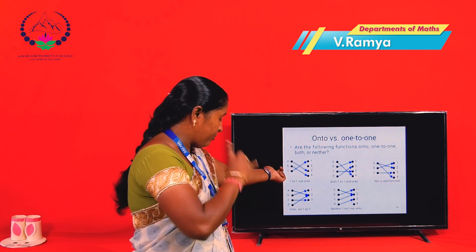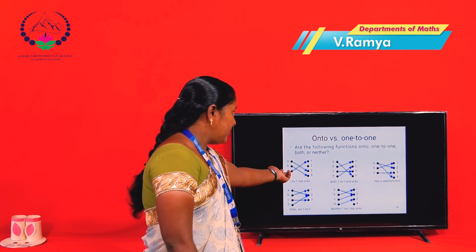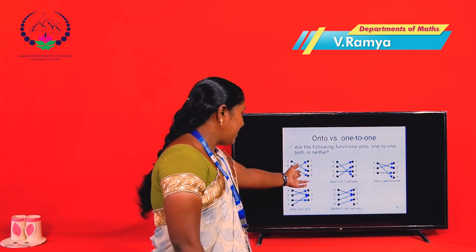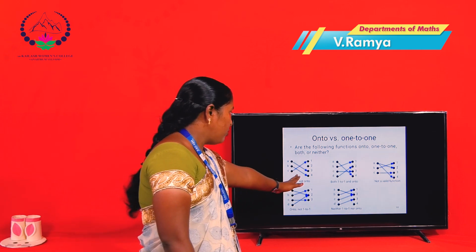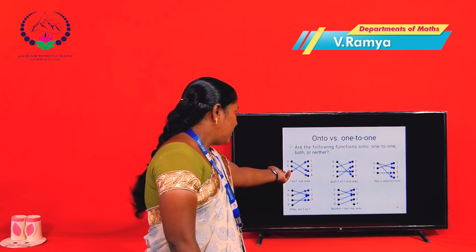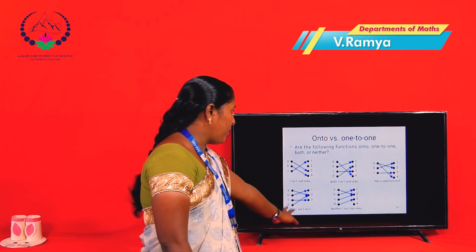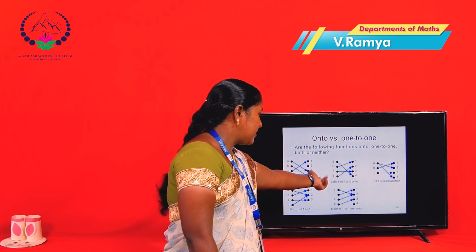What do we say is one-to-one? One-to-one means the elements in one set also match in the other set. But it is not onto, because the codomain elements do not all match the elements in the domain. Then there is also the example that is both one-to-one and onto.